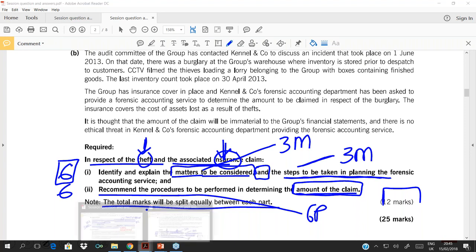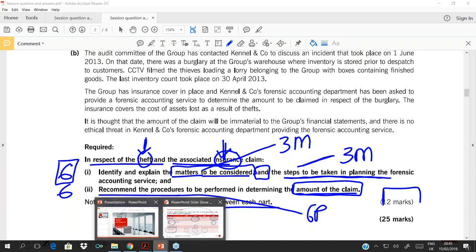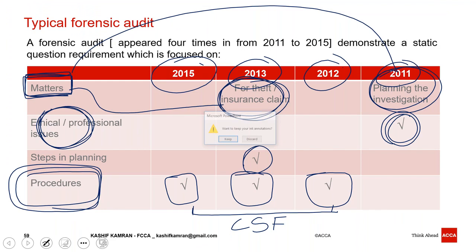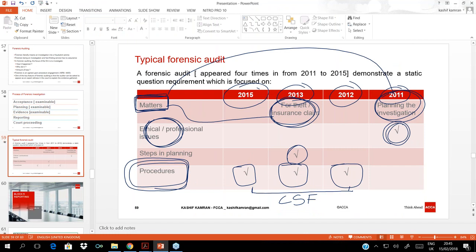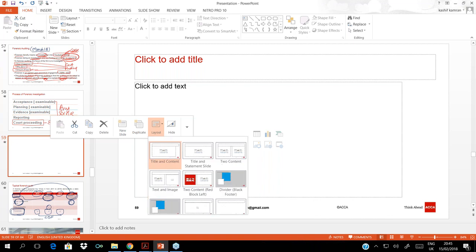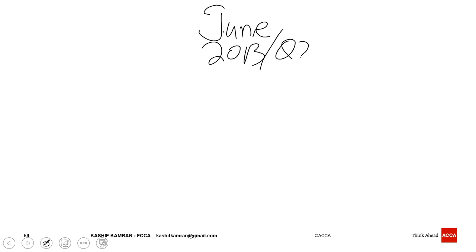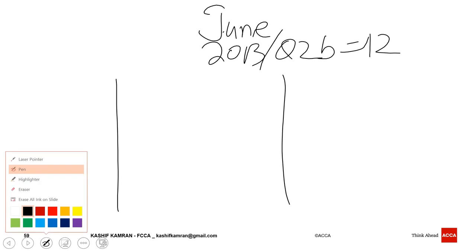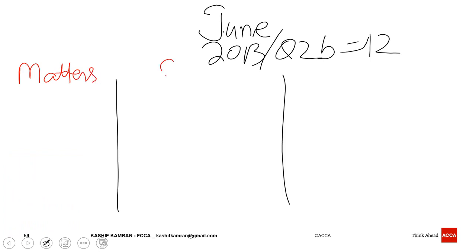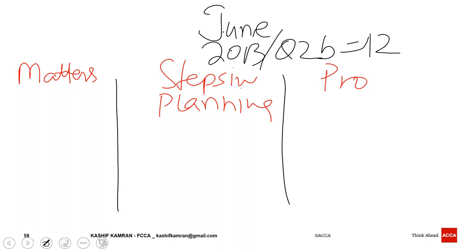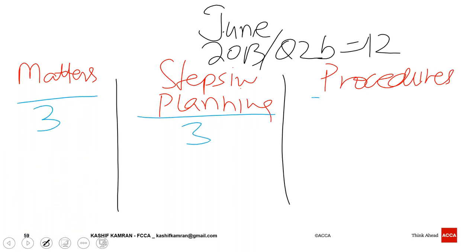Okay, now let's make an exercise. In terms of the exercise, this question, June 13, question number 2B, had how many marks? 12. And into how many parts was the 12 divided? 1, 2, and 3. What was the first thing the examiner was asking us? Matters. Then? Steps in planning. And then? Procedures. Now, how many marks do I have for matters? 3. Planning 3. Procedures 6.